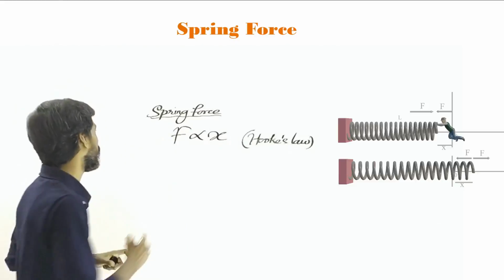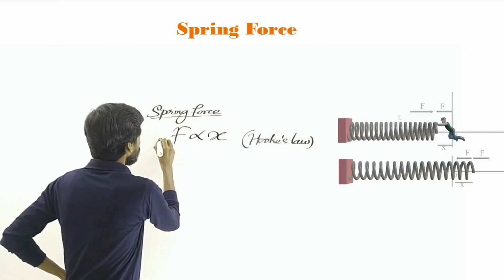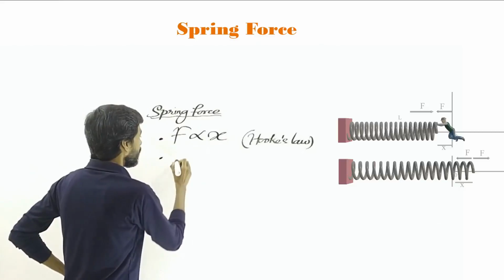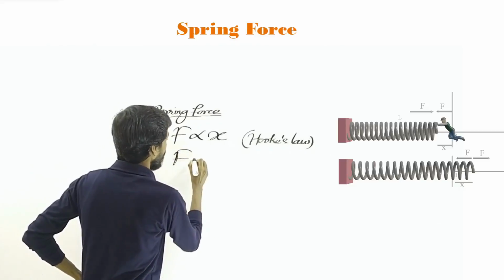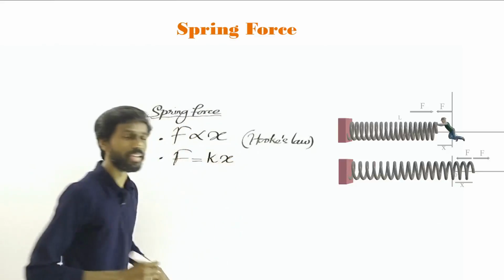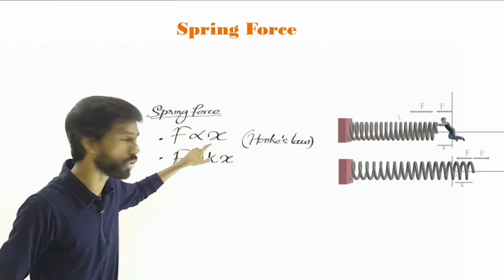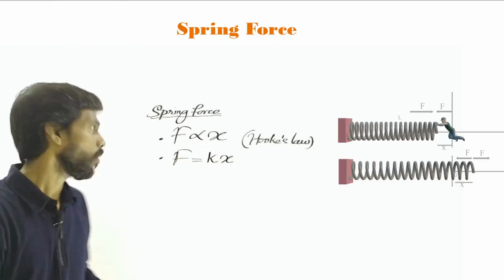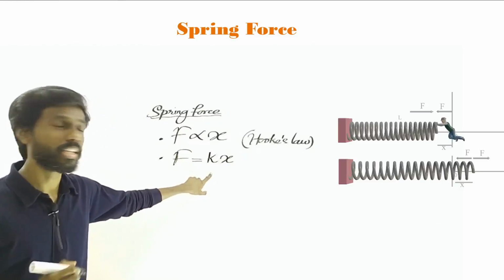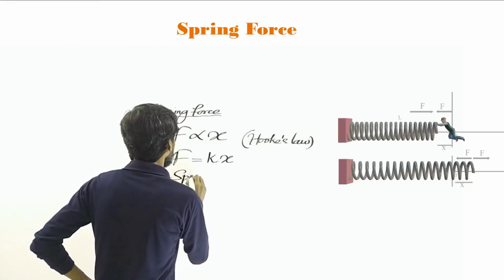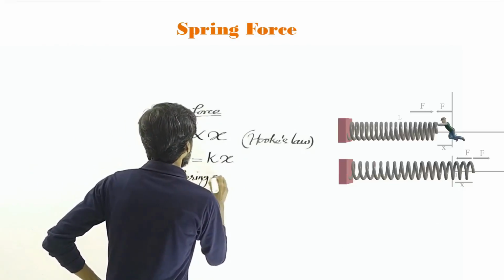Now, so that is the first point. Once the force is proportional to X, then the force can be written as some K multiplied by X, some proportionality constant. So it is proportional. So F can be written as K times X. What is this K? So this K is called, we can call it, spring constant. Spring constant.